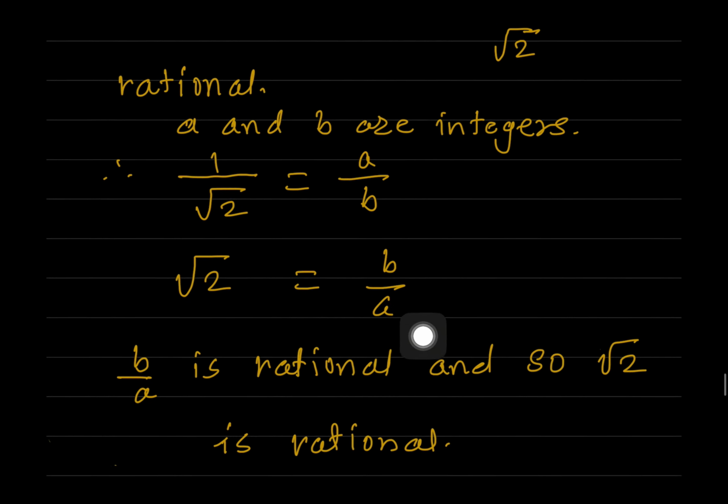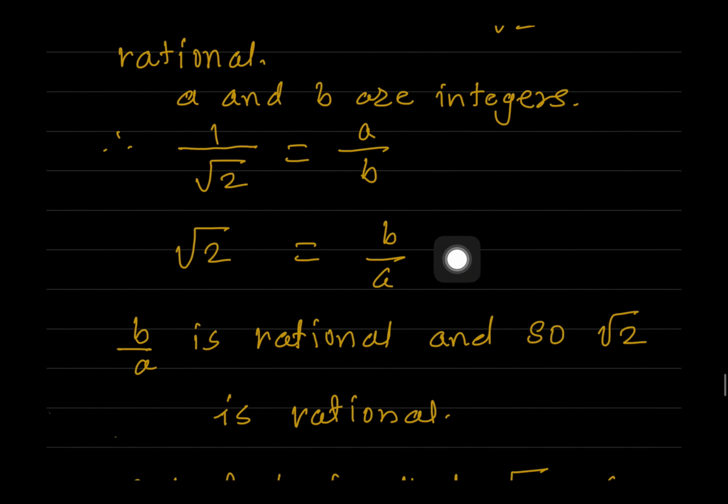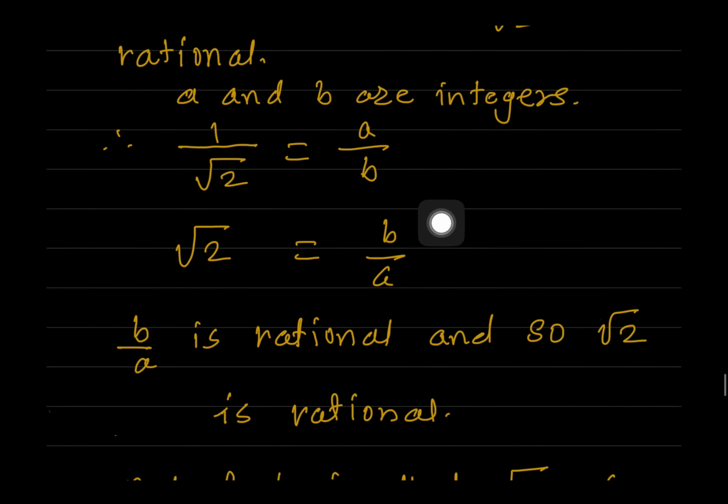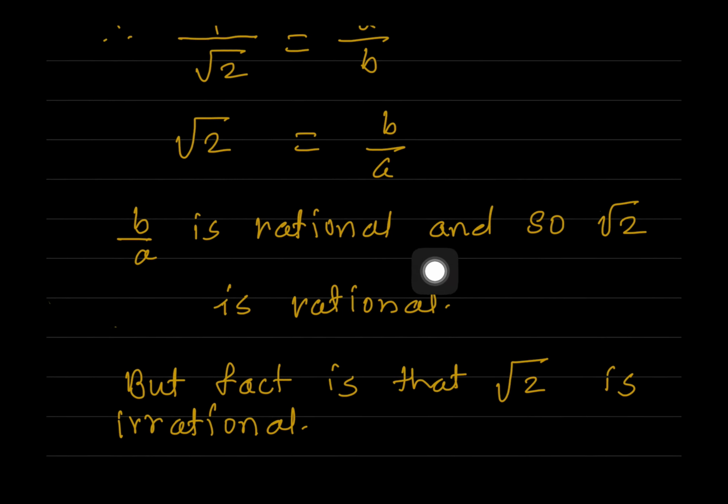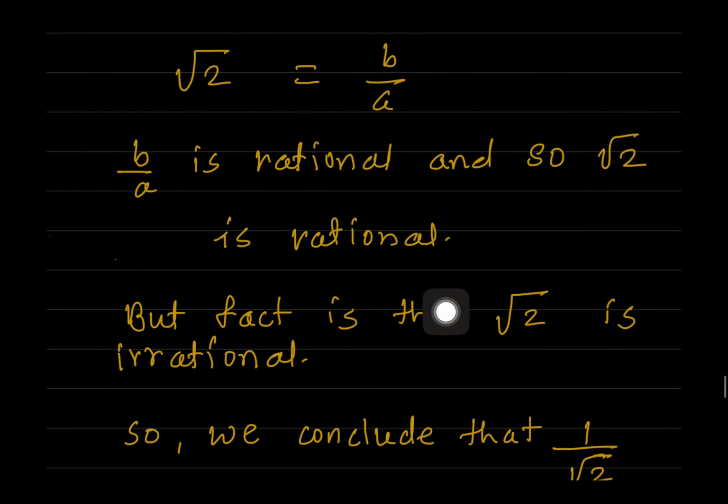Then cross multiplication, or here this step is given as taking the reciprocal of this. 1 upon root 2 equals a upon b, so root 2 equals b upon a. This step is taking the reciprocal. So b upon a is a rational number, and so root 2 is a rational number.